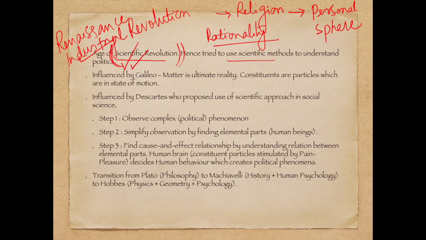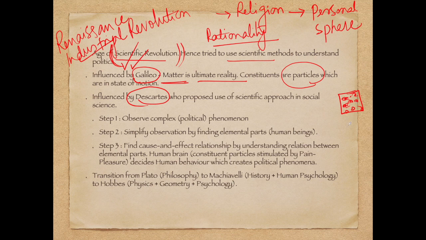Now, in this context, Galileo and Rene Descartes were the two most famous mathematicians or thinkers who influenced Hobbes. Okay, so Galileo postulated that matter is the ultimate reality, matter is supreme. Matter is constituted by particles, and these particles are in a state of motion. So let's say this is a piece of paper. This paper is constituted by particles. Okay, these particles are always in a state of motion.